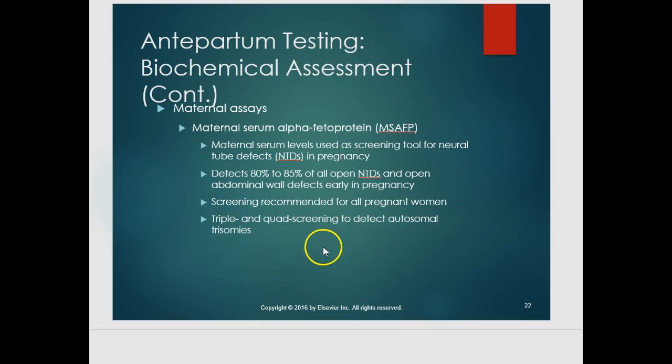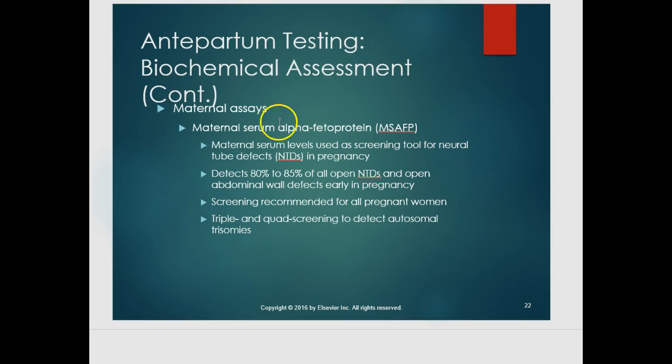Maternal serum assays. The first one we've already talked about is an MSAFP. This is also called a quad screen, and it's a tool for screening for neural tube defects in pregnancy. So remember, if it's decreased, we're at risk for Down syndrome. If it's increased, we're at risk for neural tube defects. And this is only a screening tool. This comes from the maternal blood. This is a maternal assay.